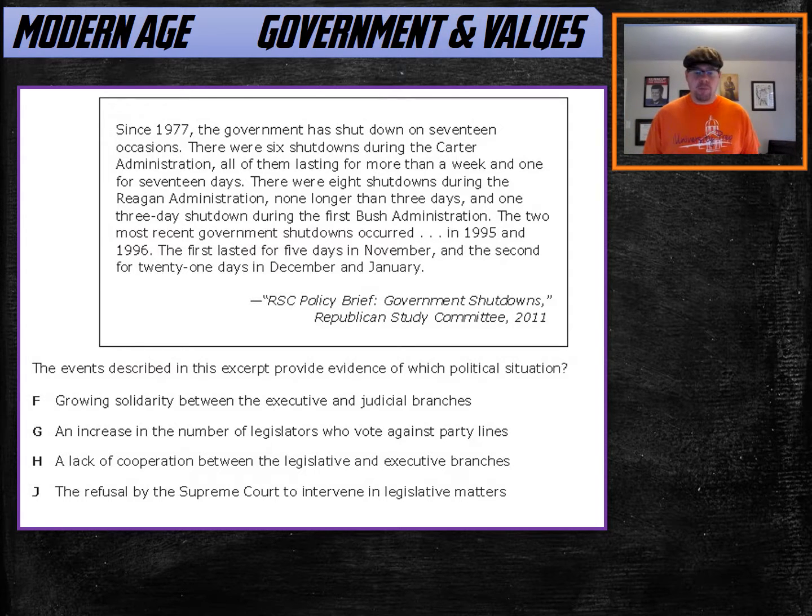What does that show? Answer choice H. A lack of cooperation between the legislative and executive branches. Now, in this particular quotation, it is the executive branch pushing Congress to pass a budget and Congress going no. Increasingly, it's people within Congress that can't agree.